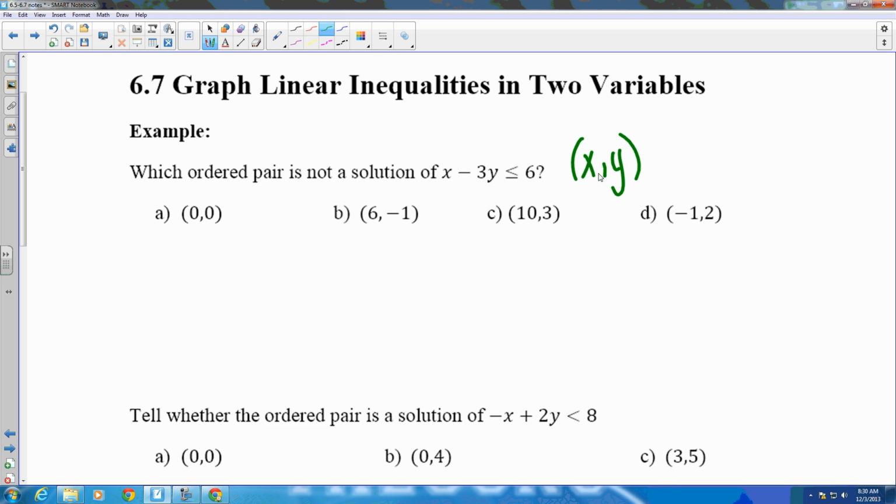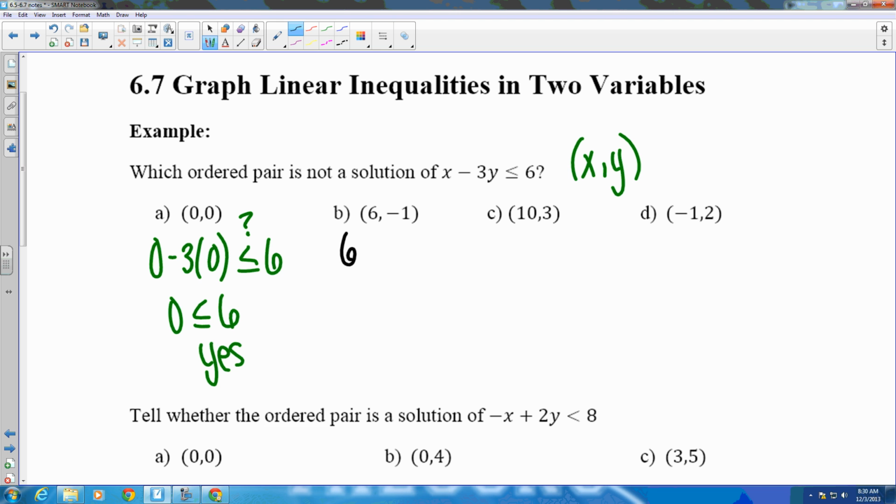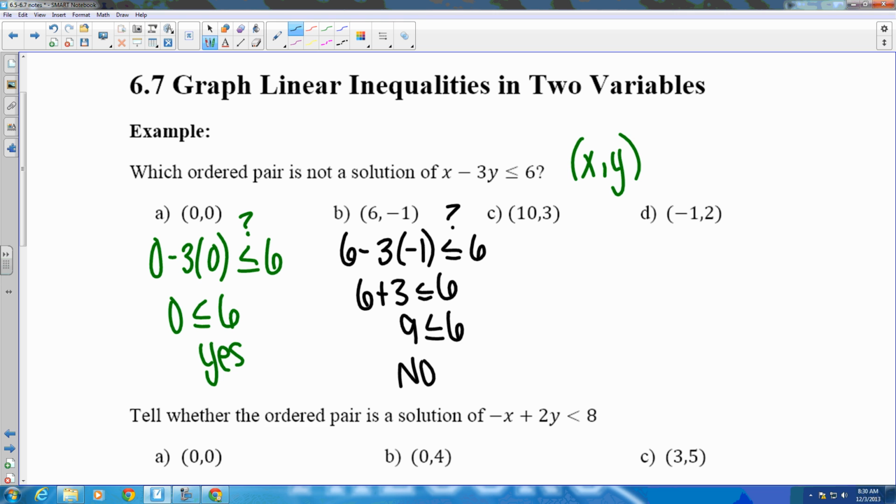So in this one we'd have 0 minus 3 times 0, and we're wondering if that's less than or equal to 6. 0 is less than or equal to 6, yes. Next one, 6 minus 3 times negative 1. Wondering if that's less than or equal to 6. This is 6 plus 3, which is 9. So this is no.